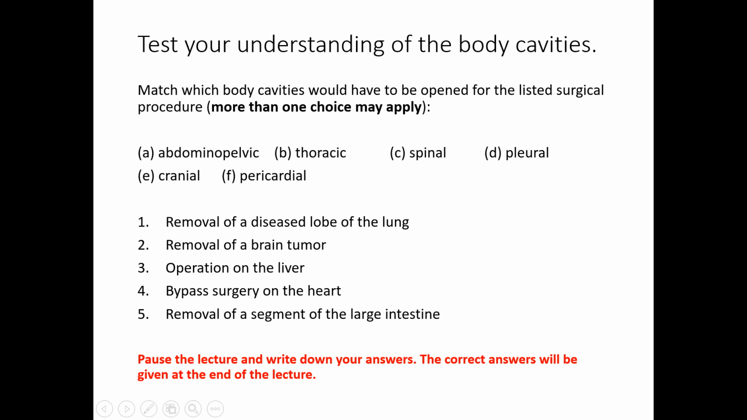Right now, please stop the lecture and test your understanding of the body cavities. Please answer those matching questions, write down your answers, and pay attention that more than one choice may apply. The correct answers will be given at the end of the lecture.